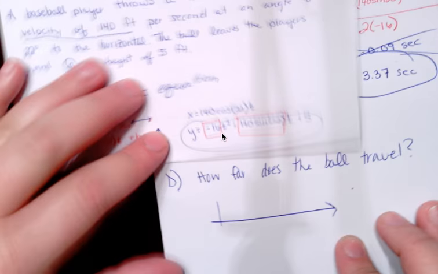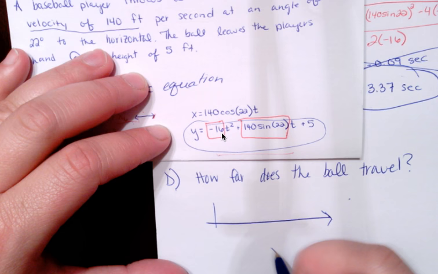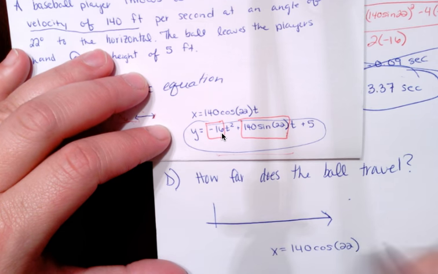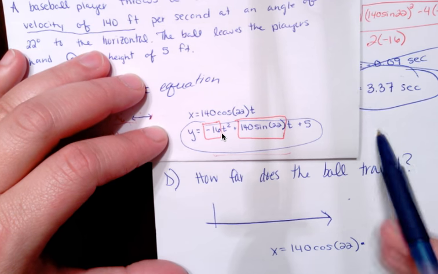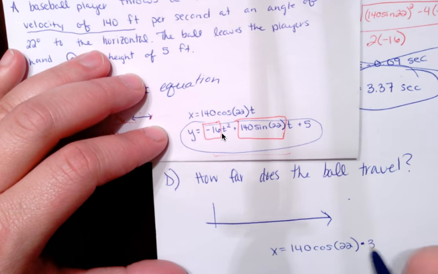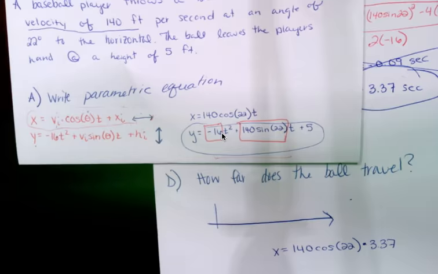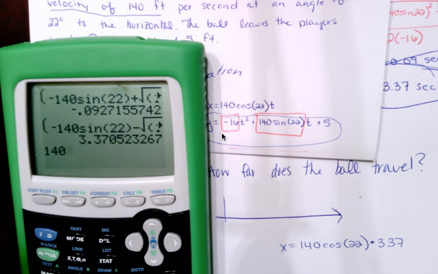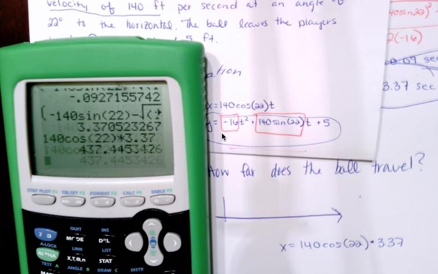My horizontal equation was x equals 140 cosine of 22 times our time. Well, remember our time, it's in the air for 3.37 seconds. And then you just plug that into your calculator. So 140 cosine of 22 times 3.37, and you get 437.4 feet. So the ball traveled 437.4 feet in 3.37 seconds.